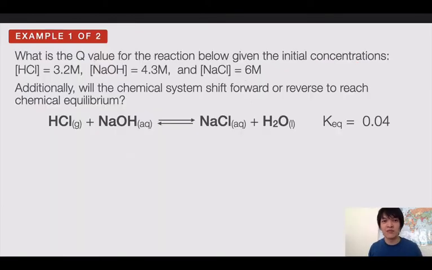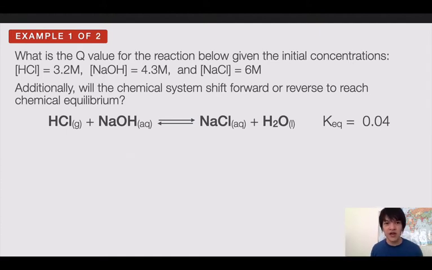Let's jump straight into the problem. Here's the first of two examples. What is the Q value, or the reaction quotient value, for the reaction below given the initial concentrations of hydrochloric acid, sodium hydroxide, and sodium chloride? Additionally, will the chemical system shift forward or reverse to reach equilibrium? Now we have a chemical equation here, and also K_eq is 0.04. The first question is asking us to calculate the reaction quotient. The second question we're going to answer by comparing that reaction quotient value to the equilibrium constant value, K_eq.